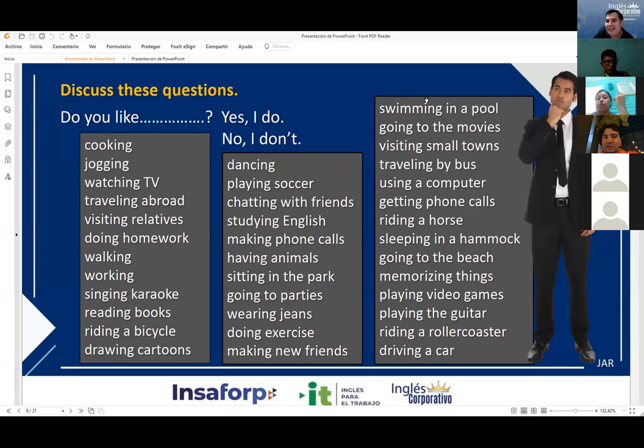Pronunciation, meaning, significado, pronunciación. Yes, Abigail. Sleeping hammock. Ah, sleeping. La última palabra. In hammock. Hammock es hamac. Hammock. Sleeping in a hammock. Los doctores dicen que no es recomendable por la espalda, pero es bien rico. Yes or no? It's nice. Yes. I like sleeping in a hammock. Okay. So, any other question? No. Okay. Let's move on.